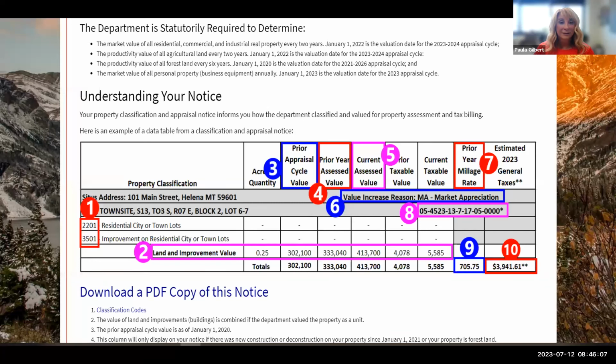The current assessed value is really what we're talking about today. This is the value that was placed on your property for the current tax cycle, which includes tax years 2023 and 2024.